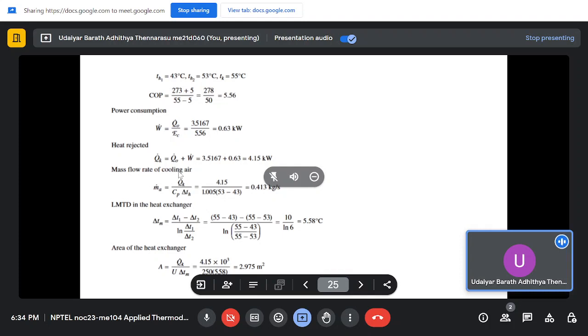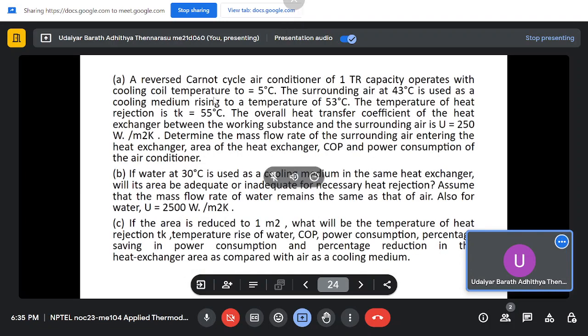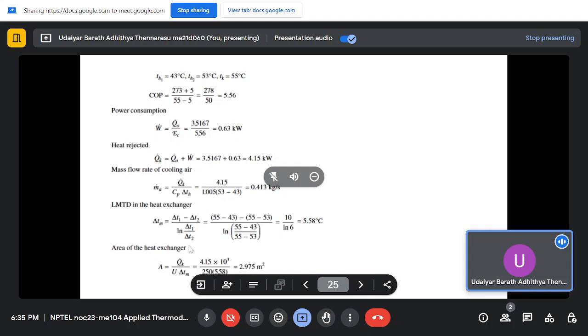Next we need to find out the area of the heat exchanger. The heat exchanger area can be found out using the heat transfer in the heat exchanger: Q equals U A into LMTD, the logarithmic mean temperature difference. We know the overall heat transfer coefficient as 250 watt per meter square Kelvin, and we know Q, the heat which is rejected in the condenser. So the only thing we have to find out is the logarithmic mean temperature difference. That also we can find out.